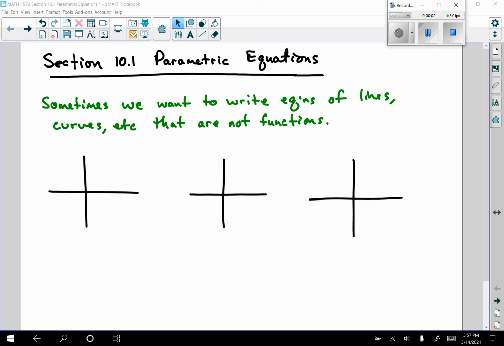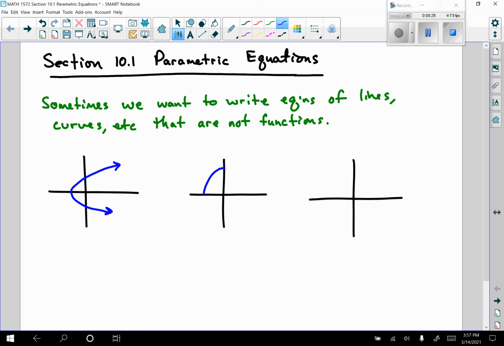Section 10.1 deals with something called parametric equations. Sometimes we want to write equations of lines or curves, etc., that really aren't functions. Just to draw a few examples here, it could look something like this. Remember, it's not going to pass the vertical line test.